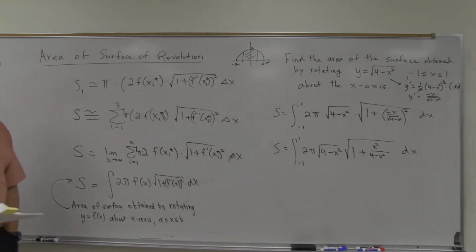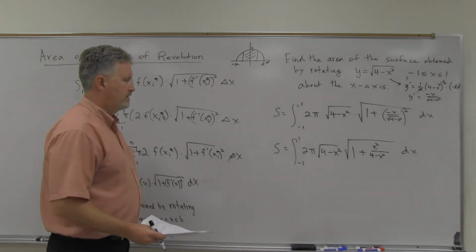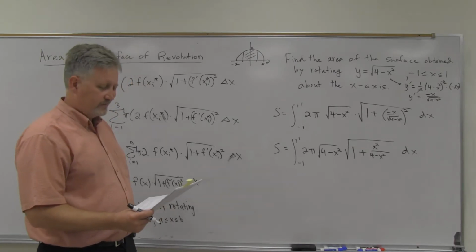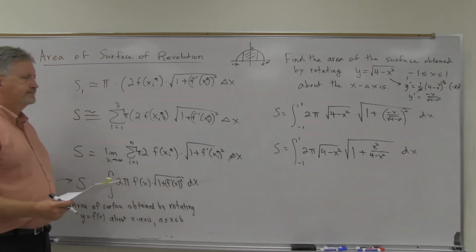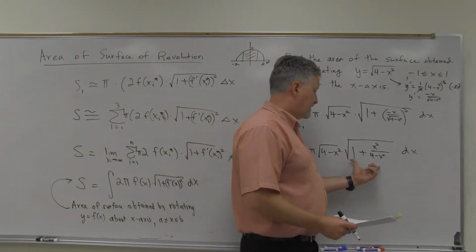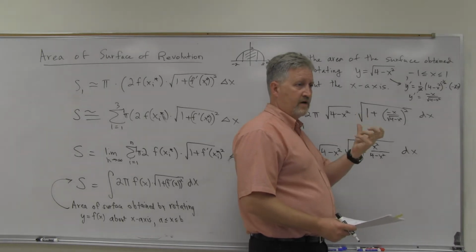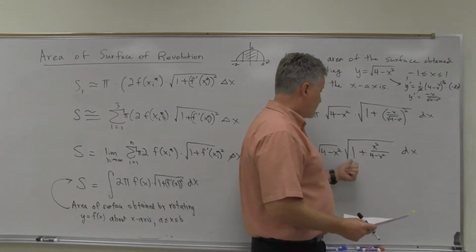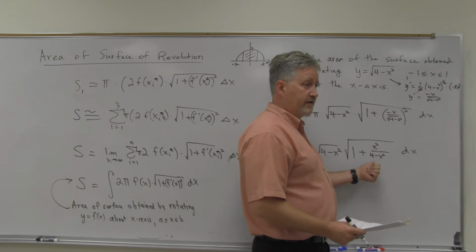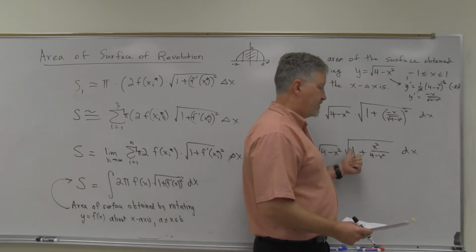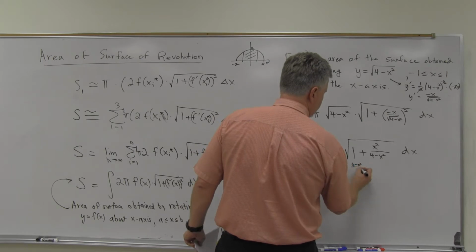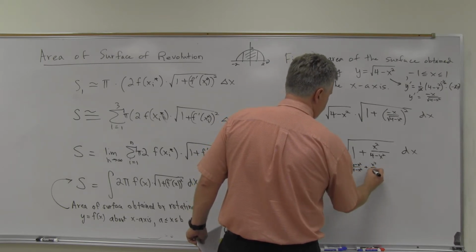Now, what do we do from here? A couple ways you could look at it, I suppose. Let's go ahead and do it this way. Let's make this one fraction, add these two together. So what would I need? Common denominator, which would be 4 minus x squared. So make the 1 be 4 minus x squared over 4 minus x squared, plus the x squared over 4 minus x squared.